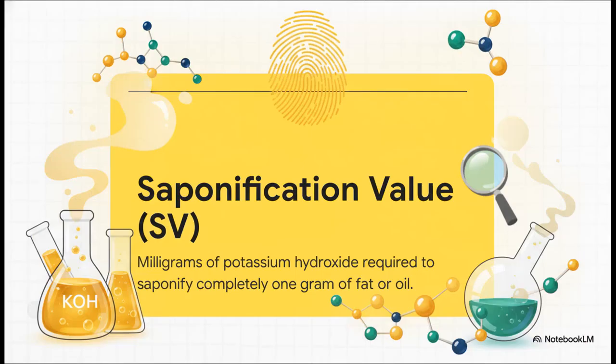Before we actually start mixing chemicals, we need to lay down the golden rule. The saponification value, or SV for short, is defined as the exact number of milligrams of potassium hydroxide, that's KOH, required to completely saponify exactly 1 gram of fat or oil. Now, you might be wondering, why do we care about this highly specific number? Well, it's because this metric gives us a direct quantitative window into the average molecular weight and the chain length of the fatty acids inside our sample. It is, quite literally, a molecular fingerprint.